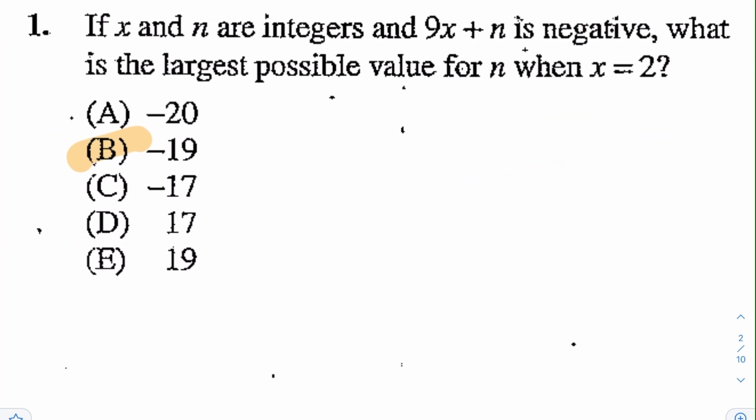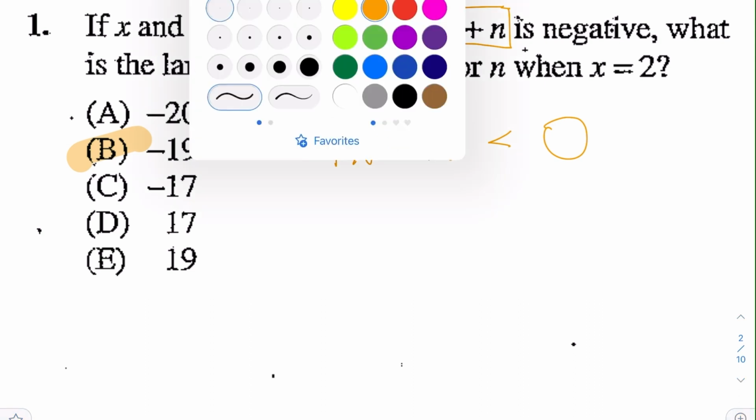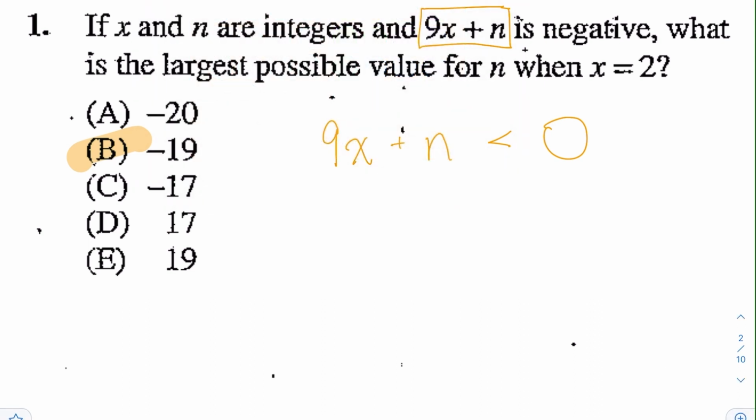All right, for question number 1, it says if x and n are integers and 9x plus n is negative, what is the largest possible value for n when x is equal to 2? So you have this expression here, 9x plus n, that's where we're going to start. And we know that this is negative, so we can set up an inequality in which this is less than 0. Remember, negative numbers are less than 0, and you want to know what's the largest possible value for n. In other words, you want to maximize n when x is equal to 2.